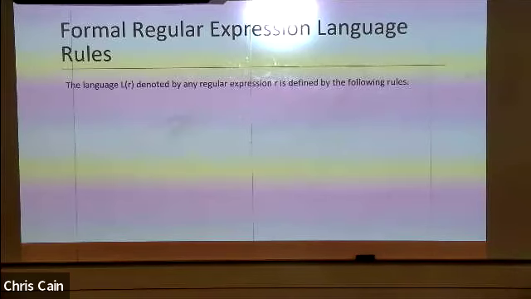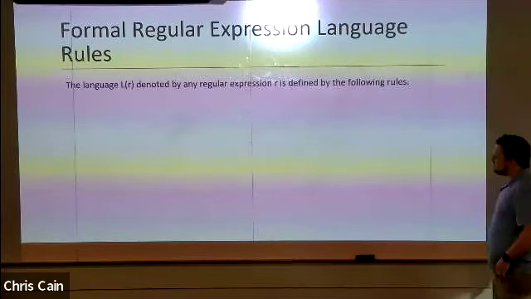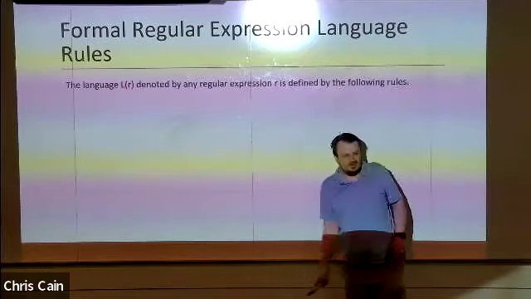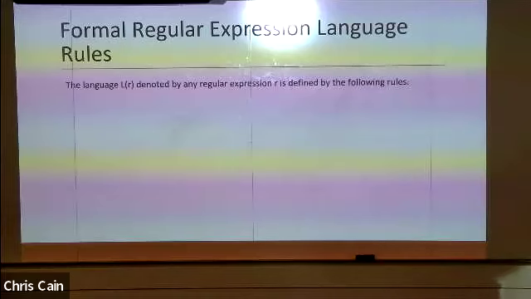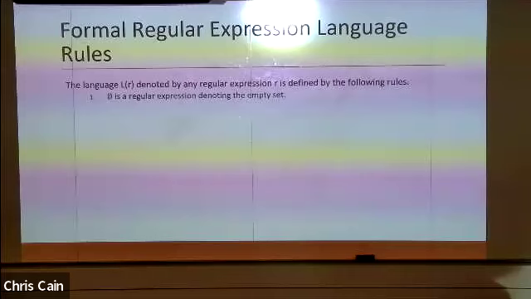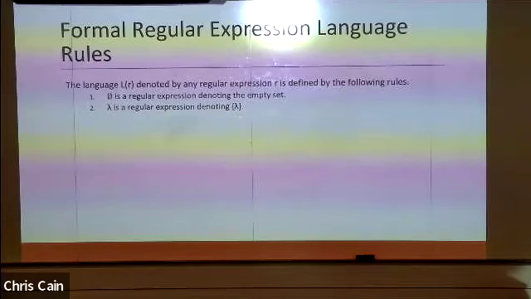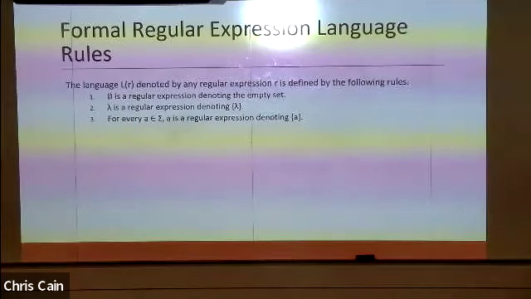Okay, so we have some language. We have a regular expression. L of R tells us it's the language that that regular expression defines. We mentioned this before. This is a regular expression denoting the empty set. It's the no regular expression. We have the lambda regular expression denoting just the set containing the empty string. For every character in our alphabet, we get a regular expression denoting the language containing just that character.